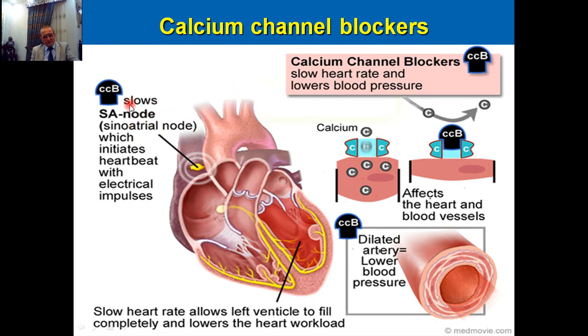Again, those that act on the SA node, like verapamil, have a negative inotropic effect, and those that affect the smooth muscle of the artery are vasodilators, calcium channel blockers like amlodipine and nifedipine. So you have two groups of drugs, and amlodipine has 3+ vasodilatation. Verapamil has only antiarrhythmic effect, no vasodilatation. Diltiazem is in between, with both.